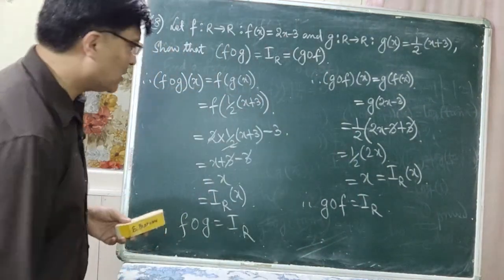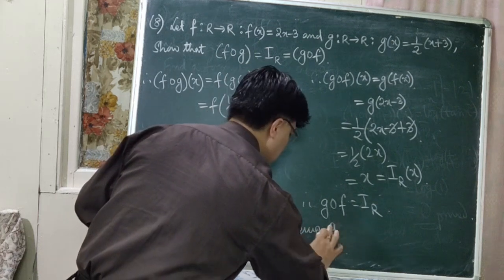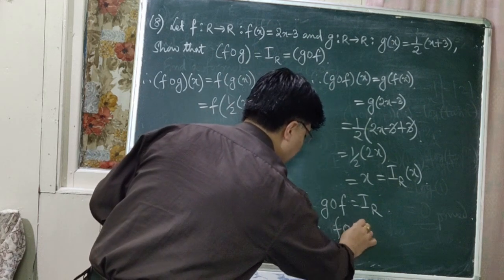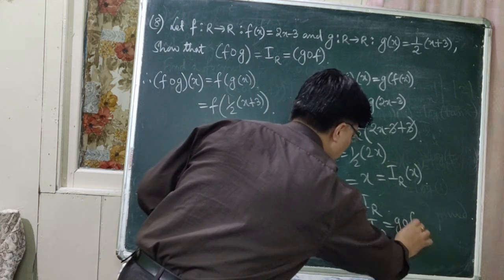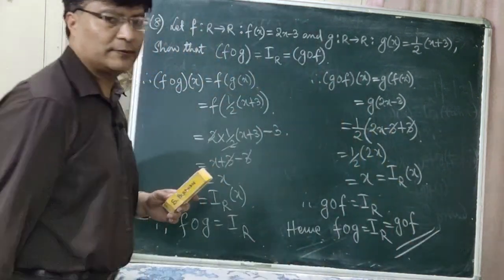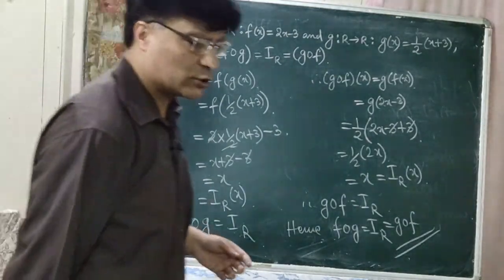So I think you have understood it. Hence we have proved that fog is equal to IR is equal to gof. So it is proved. So I think you have understood it. So you can copy it. Now we'll do the next question now.